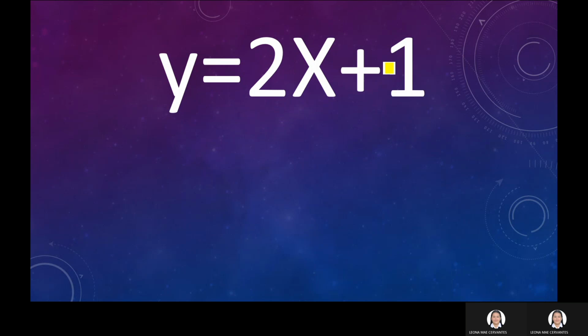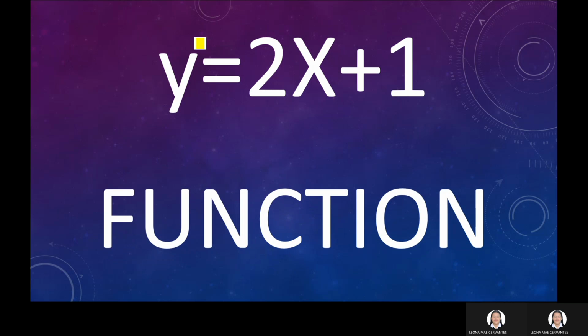Next, we have y equals 2x plus 1. The exponent of y is 1, which is an odd number. Then y equals 2x plus 1 is an example of function.